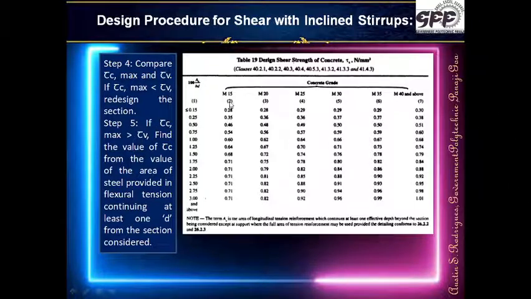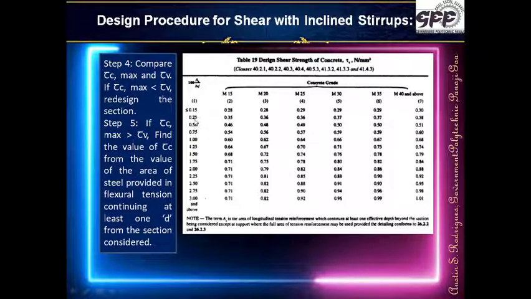Now when we look at this table, Table number 19 given on page 73 of the code, it is 100 AS upon BD. Now this is the AS which we are considering, and B is the width and D is the effective depth. So depending upon the value, we get the value of tau c.